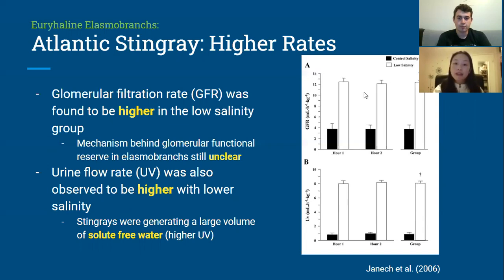So in the top graph, we have the glomerular filtration rate, and it's much higher in the lower salinity in both hours, hour 1, hour 2, and the third one here represents the average of hour 1 and hour 2. On the bottom graph here, we're looking at urine flow rate, and they look pretty much identical to each other, meaning the lower salinity was found to be much higher.